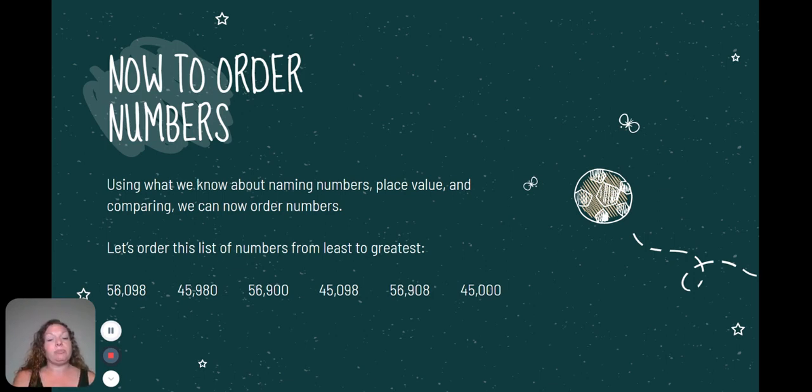So now we look at the hundreds place. The last number is just 45,000. So that's going to be our first number. Then we need to look and see what comes next. Looks like 98 is smaller than 980. So that's going to be next. And then we have our last 45,000. And then we look at the next numbers, and they all start with 56,000. So we're going to look at 56,000. And then it looks like we have a 98, which is no hundreds. So 98 comes next, then 900, then 908.